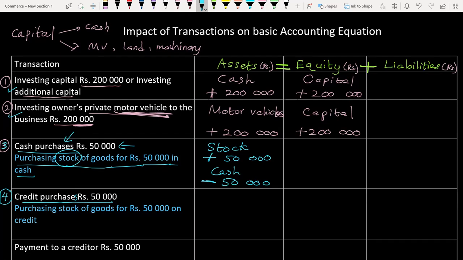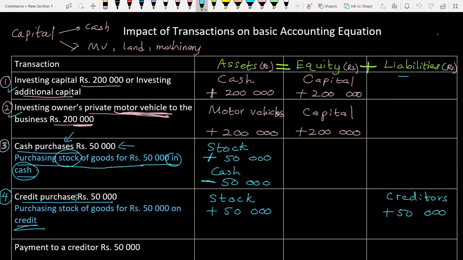So what are the two impacts? Definitely you know that stock will increase in the business. Assets increase by 50,000 in this business. What else? When a business purchases on credit basis, the liabilities of the business will increase. So we can say that liabilities increase by 50,000. And we call that liability as creditors.